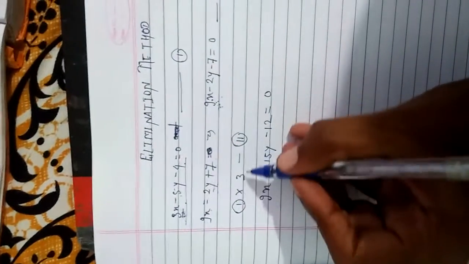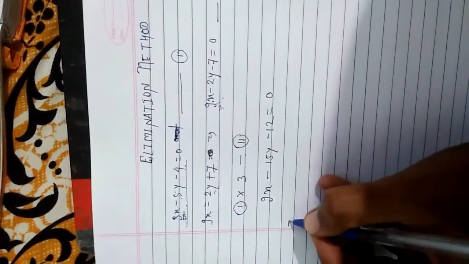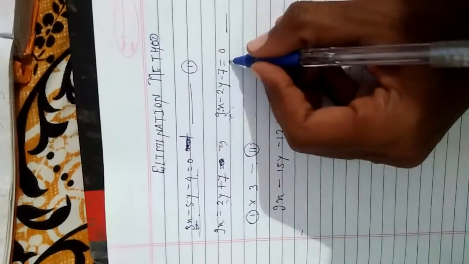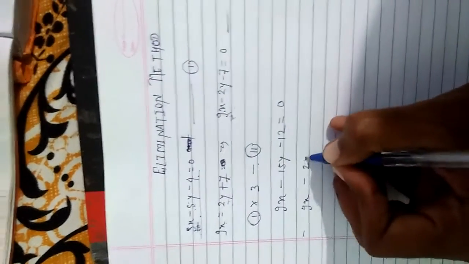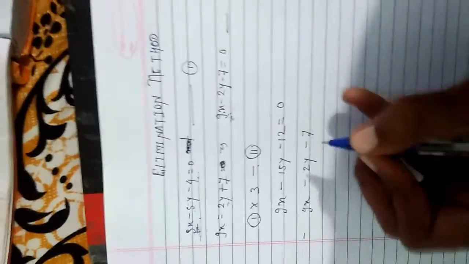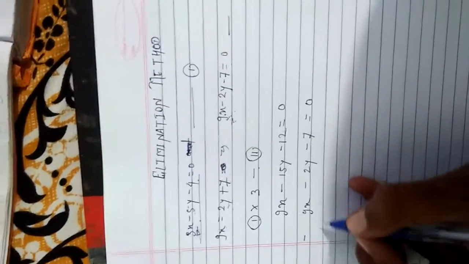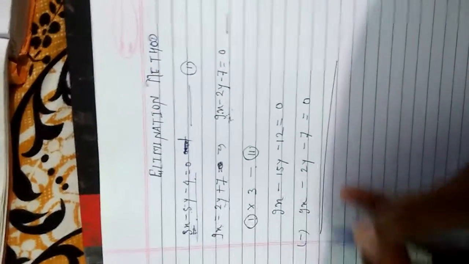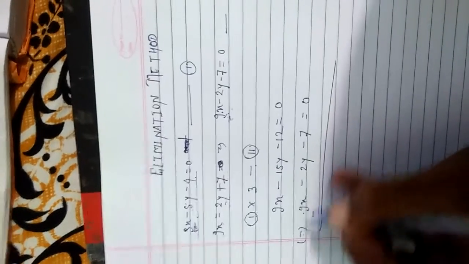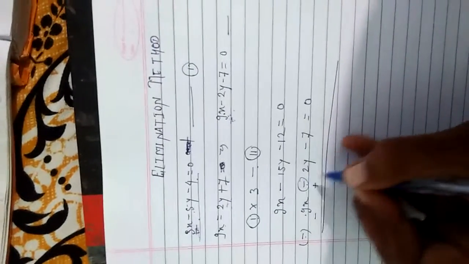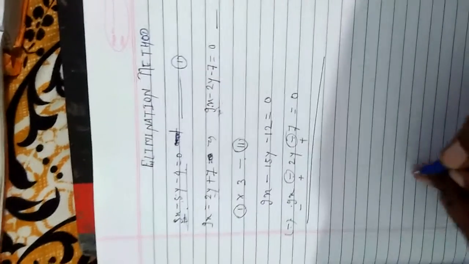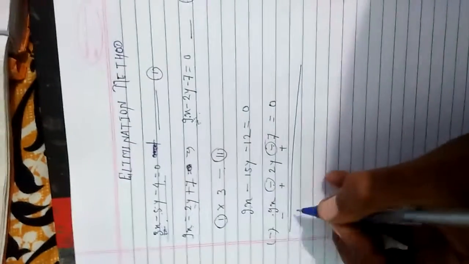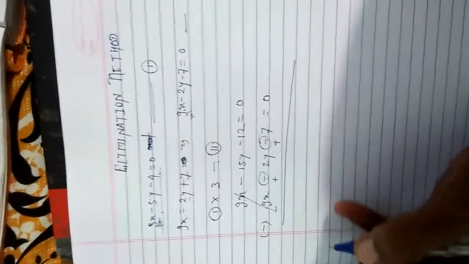Okay, and minus equation 2. What is our equation 2? This is 9x minus 2y minus 7 equals 0, and just subtract it. So minus into minus is plus, this is eliminated, minus into minus again plus. Okay, so this is 9x, this is minus 9x, so this cancels.